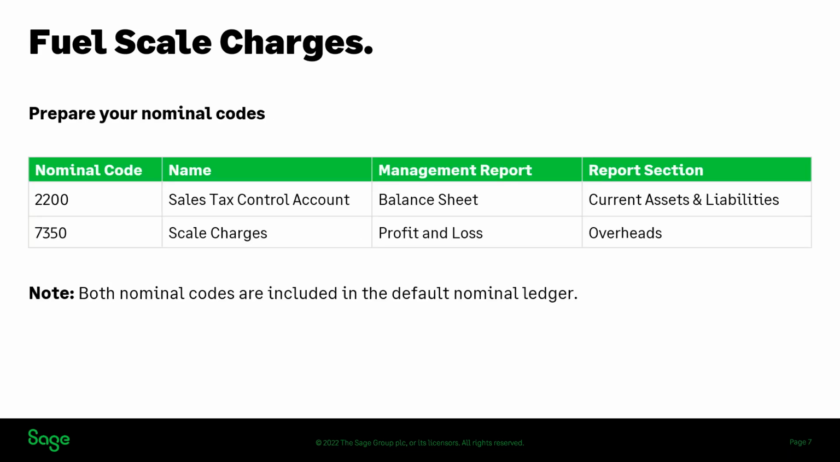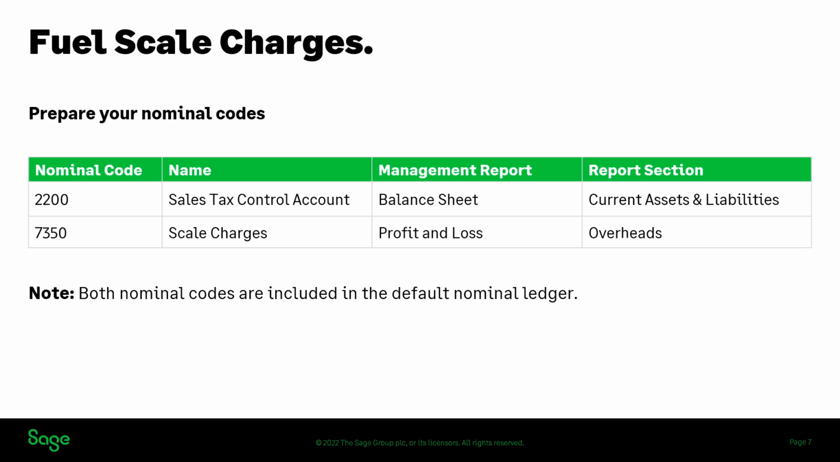Right, now as far as preparing your nominal ledger is concerned, your nominal codes, there are two that you will need, and these are both set up by default. I'll show you these in my software in just a moment. One is a balance sheet code, which is your sales tax control account, by default 2200, and the other is 7350, which is your scale charges nominal code. One is a balance sheet code, one is a profit and loss.